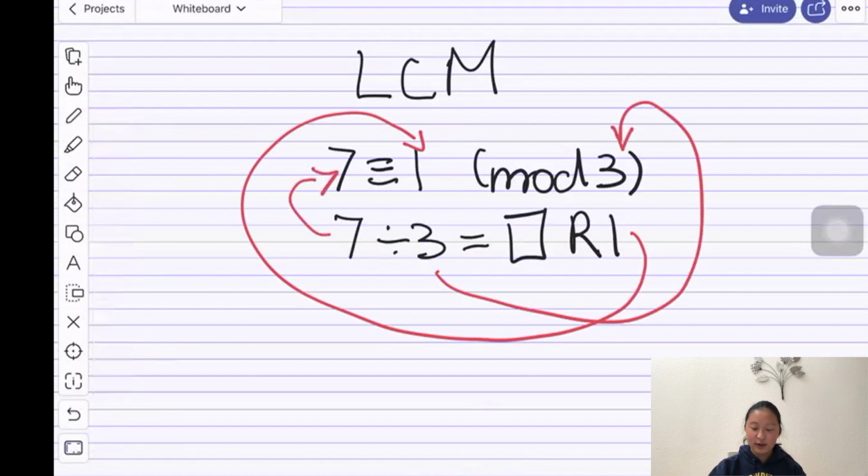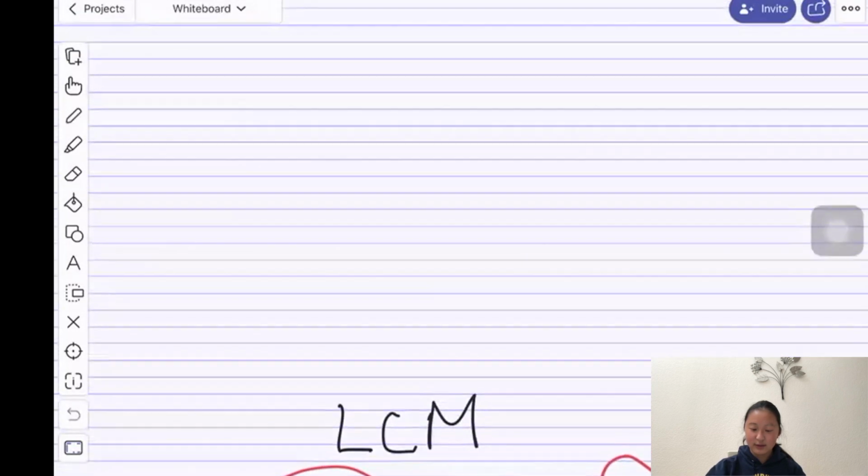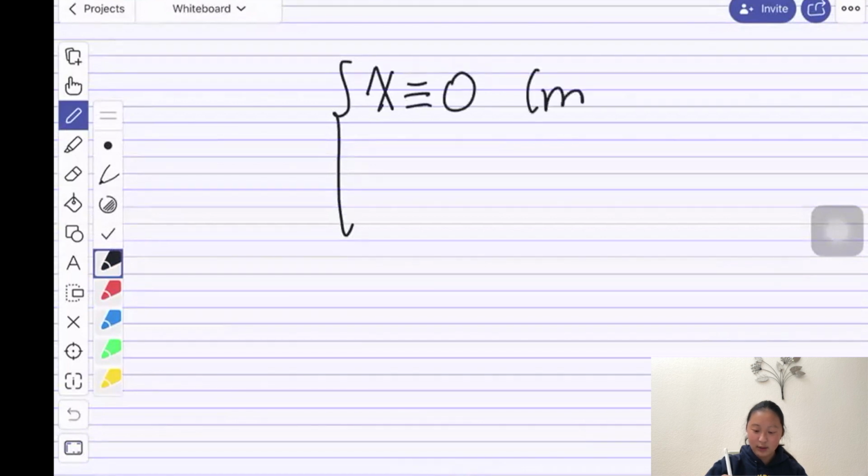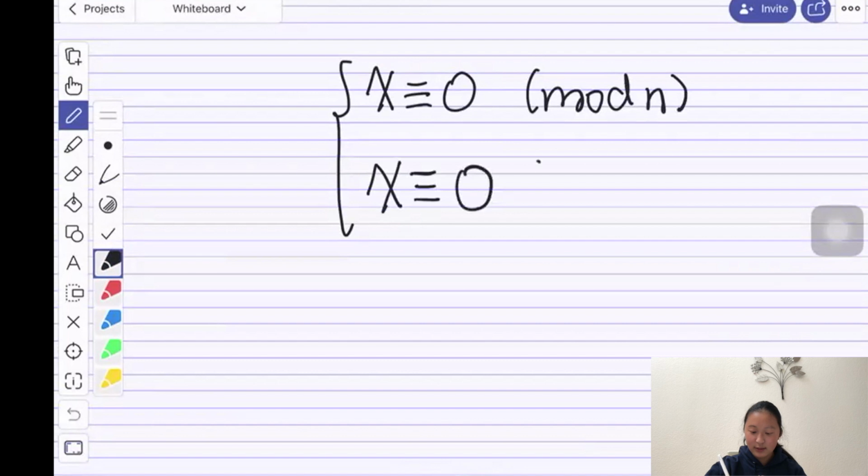Okay, another thing you need to know about is when you have a number, say x, and x is congruent to 0 mod n. This means that x is a multiple of n. Now you have another one that says x is congruent to 0 mod m. This second one tells us that x is also a multiple of m.